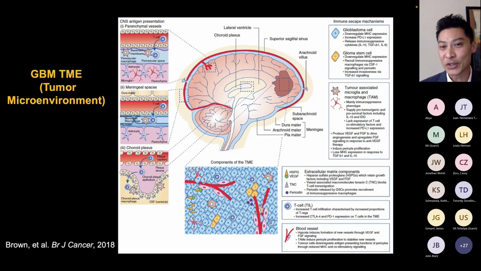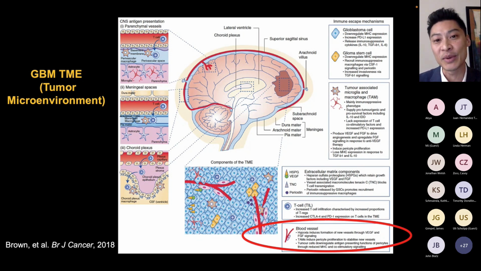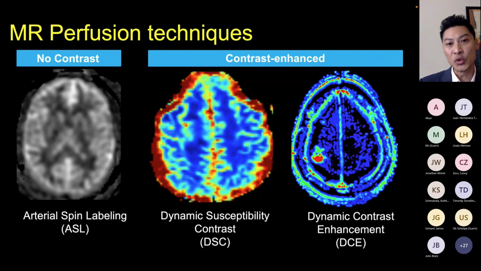So a lot of that's under research, but what we have really good clinical and research experience with thus far is imaging blood vessels as a marker of angiogenesis and neovascularity in tumor. So how do we do that? We can do that with a wide array of MR perfusion techniques.